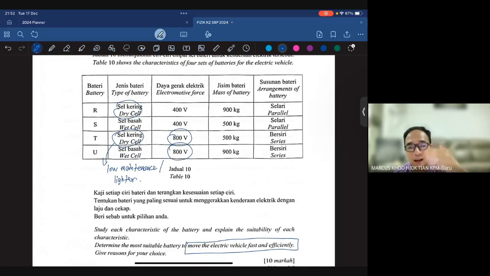Okay, so you want to have a much bigger electromotive force so that you can supply more energy, or supply more current. Either one also can. Okay, the mass of the battery, this is a no-brainer. The mass should be low to increase acceleration.